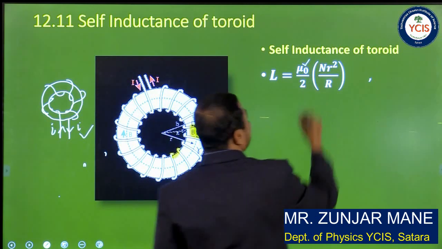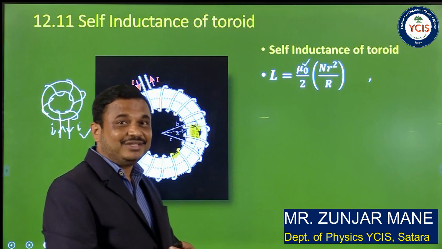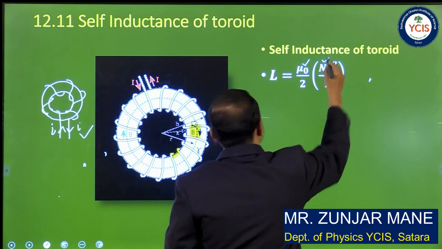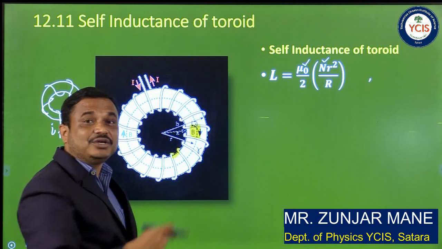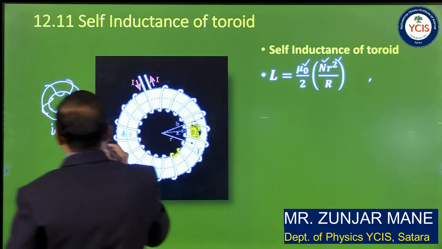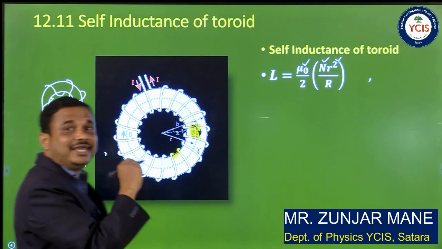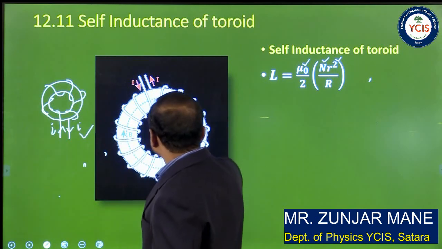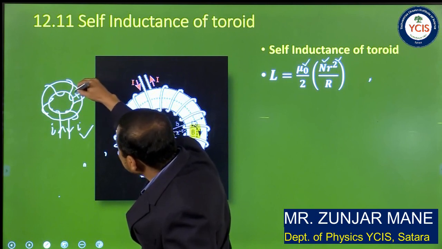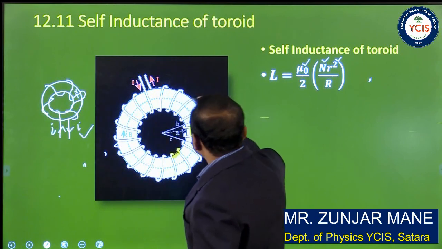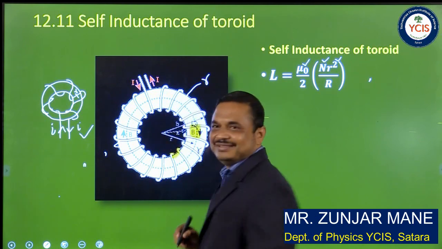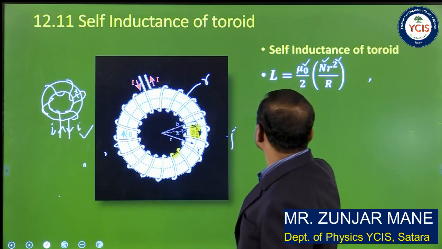So what is mu 0? If there is an air core, that is the permeability of free space. What is capital N? Total number of turns of that toroid. What is small r? That is the radius of the cross sectional area of that toroid. Suppose this is the cross sectional area, then its radius is called small r.